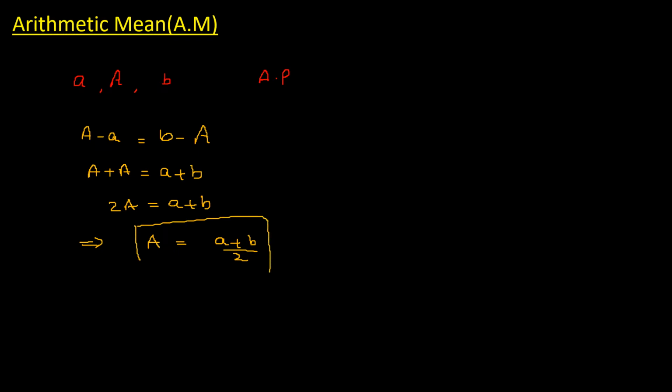For example, let's take the numbers 2 and 6. Then what should be here between them to make all three numbers an AP? From this formula, A equals (2 plus 6) over 2, which makes it 8 over 2, which makes it 4. So the arithmetic mean between 2 and 6 is 4.